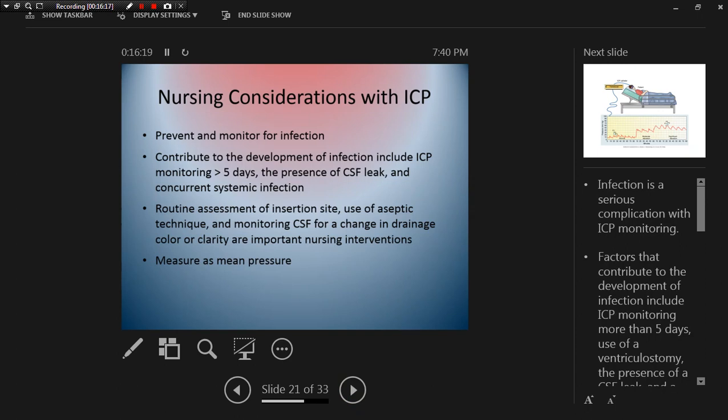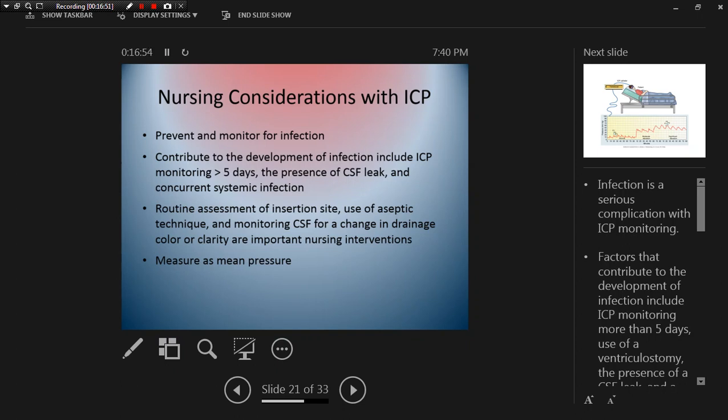So some things to consider with ICP, right? You're actually within the cranial cavity, within that ventricle. So infection, encephalitis, meningitis, so localized systemic infections. Just like with any other invasive devices, the length of time is going to predispose these patients to infection. The presence of any kind of cerebrospinal fluid leak is going to increase their risk for infection, as is concurrent systemic infection at the time of insertion.